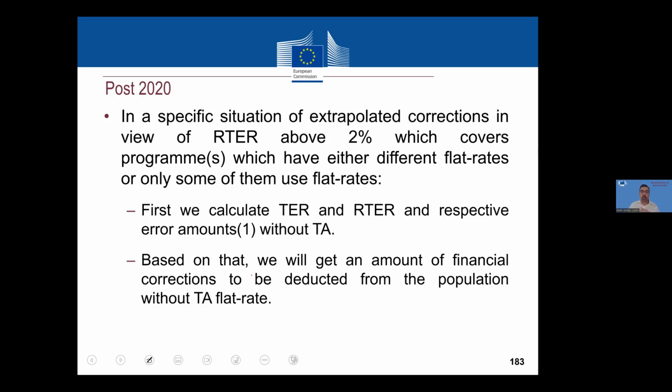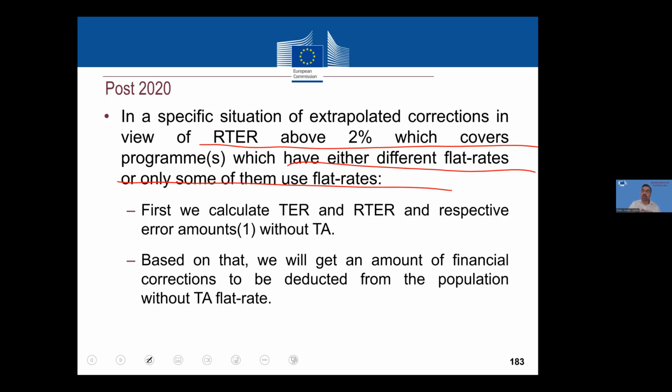Again, the most complex situation is the situation similar to one that we have seen before the break, where we have a residual error rate above 2%, and this error rate is covering a group of programs that either use different flat rates or a situation where, as we have seen before the break, only some of them use the flat rates, and we have this mixed situation of zero error rate and possibly two different levels of error rate for the technical assistance. What to do in this case?